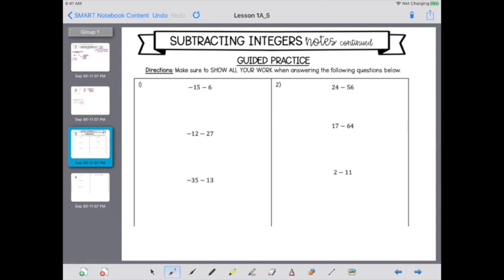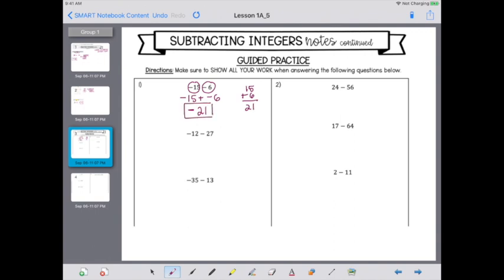So for number 1, we have 3 examples in this one problem. We have negative 15 minus 6. We can apply our double bubble strategy. Take the double bubble, split it, and add those two together. I know that they're the same sign. I'm going to keep that negative. 15 plus 6 is 21. Negative 21 is my answer.